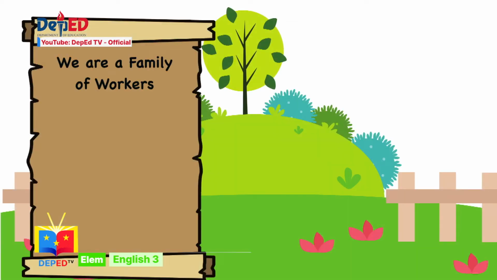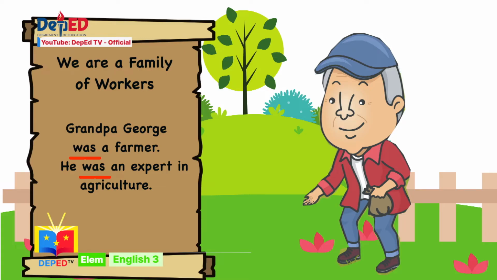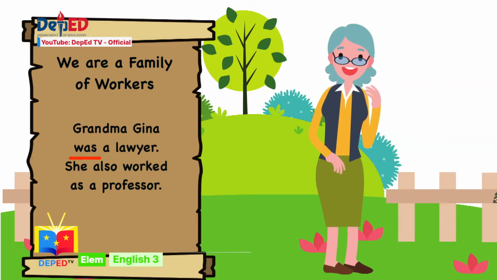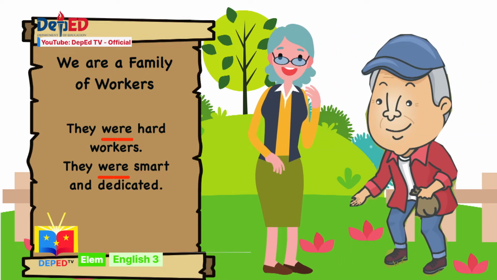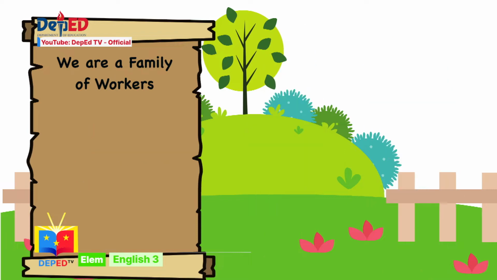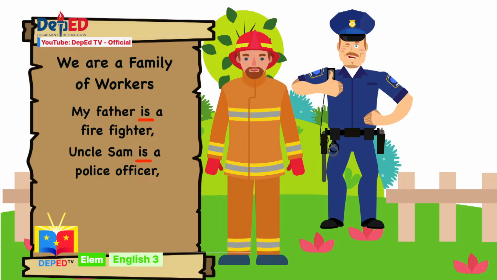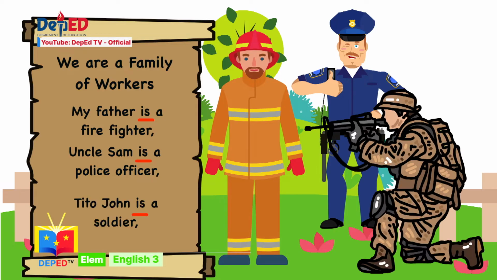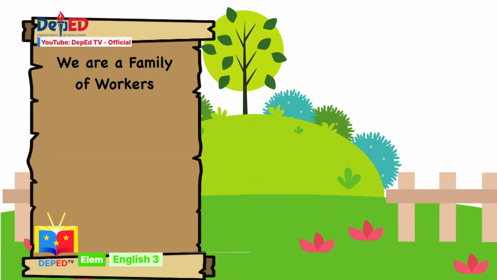We are a family of workers. Grandpa George was a farmer. He was an expert in agriculture. Grandma Gina was a lawyer. She also worked as a professor. They were hard workers. They were smart and dedicated. My father is a firefighter. Uncle Sam is a police officer. Tito John is a soldier. They protect people who are in danger.